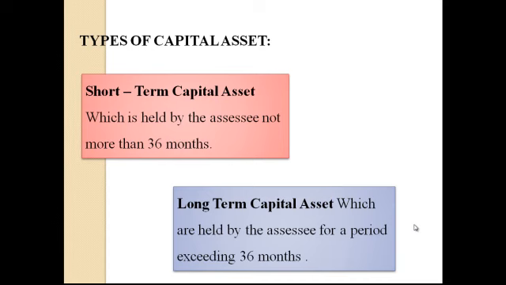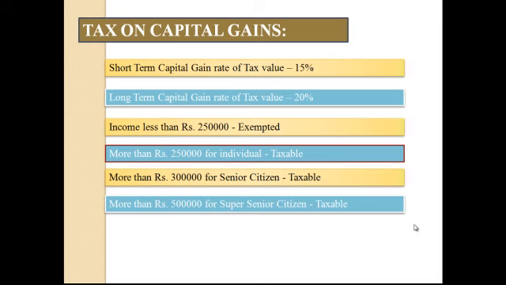Types of capital asset. There are two types of capital asset. One is short-term capital asset. Another one is long-term capital asset. A short-term capital asset is one held by the assessee for not more than 36 months. A long-term capital asset is one held by the assessee for a period exceeding 36 months. Tax on capital gains: for short-term capital gain, the tax rate is 15%. For long-term capital gain, the tax rate is 20%. If income is less than 2,50,000, there is no need to pay tax under the head capital gain. For an individual with more than 2,50,000, he has to pay tax under the head capital gain. In case of a senior citizen, the limit is 3 lakh. In case of a super senior citizen, the limit is up to 5 lakh.